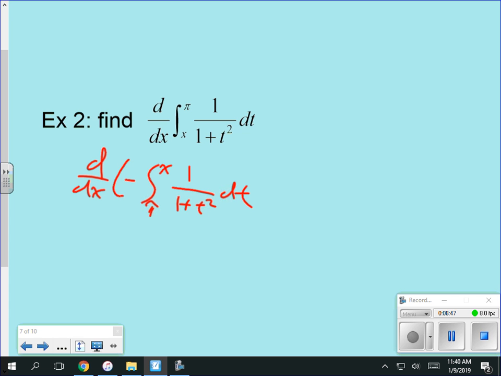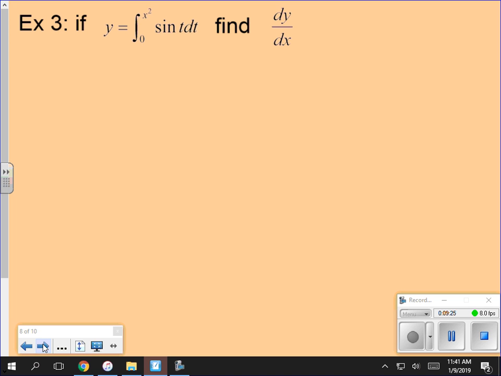Okay. So the derivative of this, just make it negative. That's it. It's a simple rule, but like I said, there's a lot of strength and power behind being able to do that. Okay. Same idea.